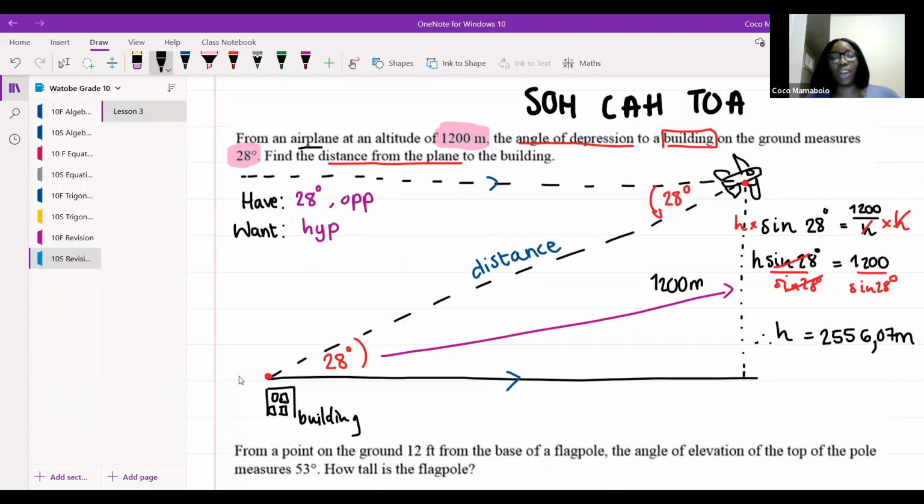2,556.07 meters. Very well done. All right. Give me another thumbs up, thumbs down. How are we feeling about what's just happened in this question? I didn't think it was that difficult, guys. I think we're doing okay. I think the questions aren't that difficult to interpret.